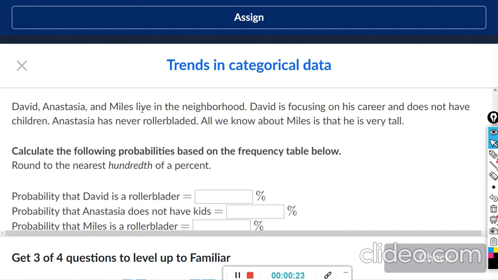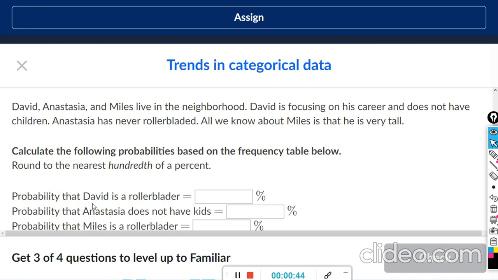David, Anastasia, and Miles live in the neighborhood. David is focusing on his career and does not have children. Anastasia never rollerbladed. All we know about Miles is that he is very tall. Calculate the following probabilities based on the frequency table below. Round to the nearest hundredth.